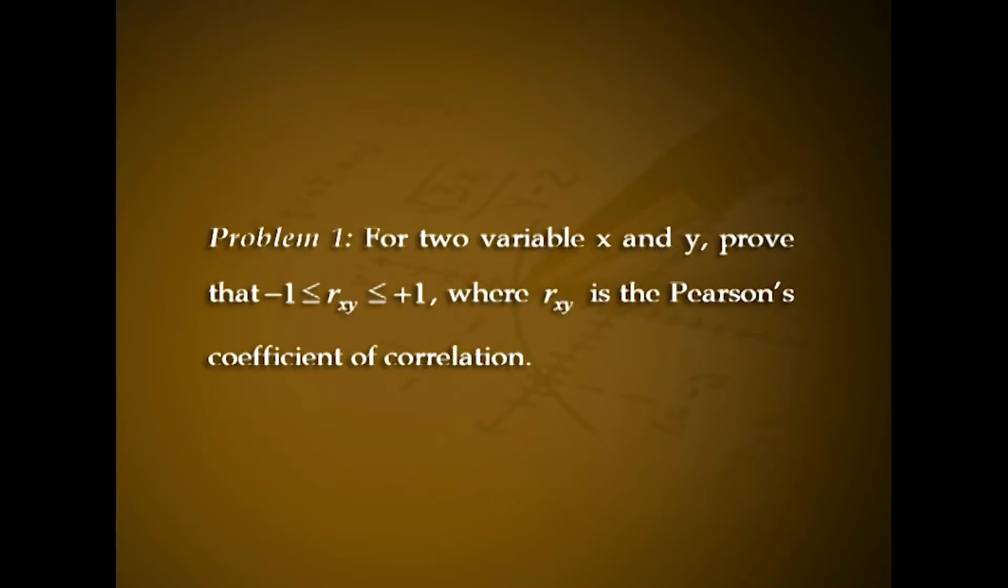Problem 1. For two variables x and y, prove that minus 1 less than or equal to Rxy less than or equal to plus 1, where Rxy is the Pearson's coefficient of correlation. Proof. Let (x1, y1), (x2, y2), etc., (xn, yn) be the observations on x and y.